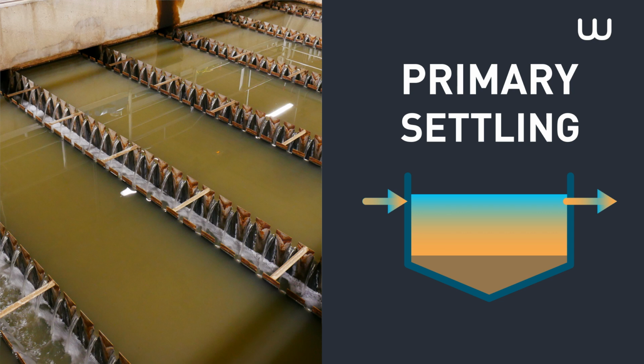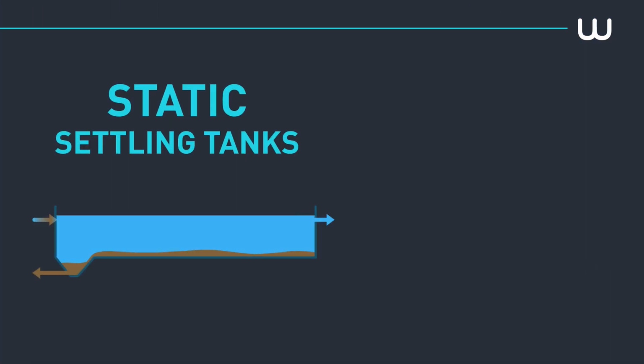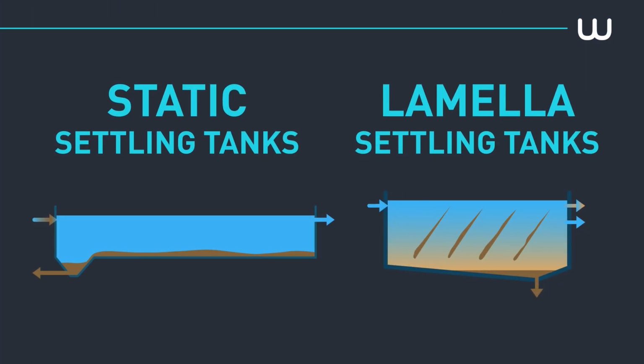There are different types of settling tanks: static settling tanks, lamella settling tanks. Note that the primary settling is not systematically used. It depends on the rest of the treatment process.